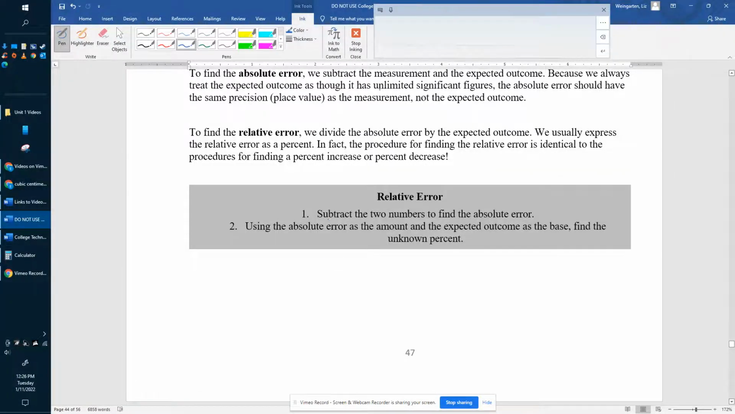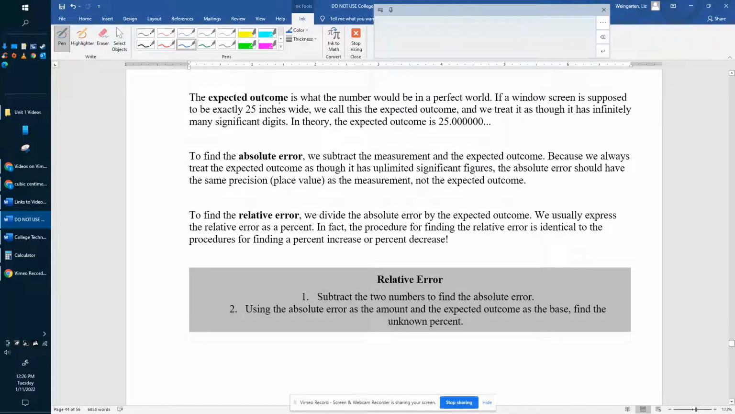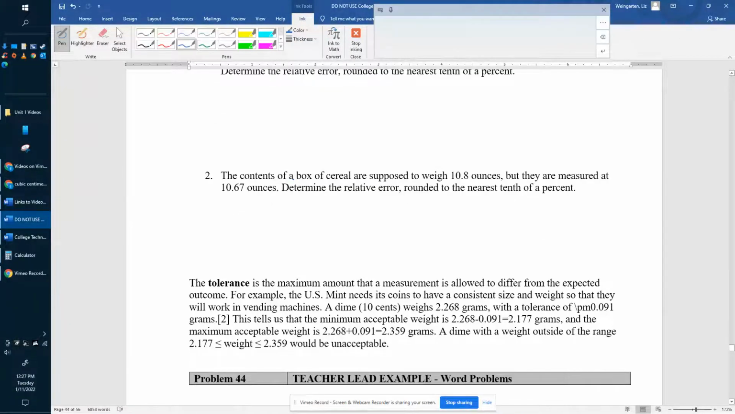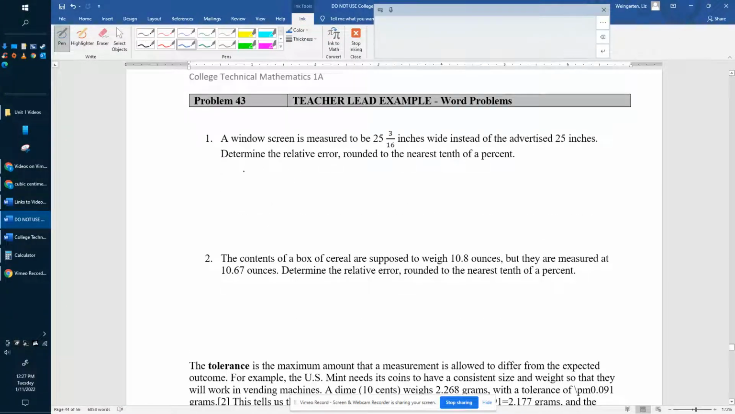That's going to be a percentage. So we're going to subtract the 2 numbers. We're going to subtract the expected outcome from the actual outcome. That's going to be our absolute error. We're going to take our absolute error and divide it by our expected outcome to find our relative error. So let's take a look at this. A window screen is measured to be 25 and 3/16 inches wide instead of the advertised 25 inches. Determine the relative error and round to the nearest 0.1%.